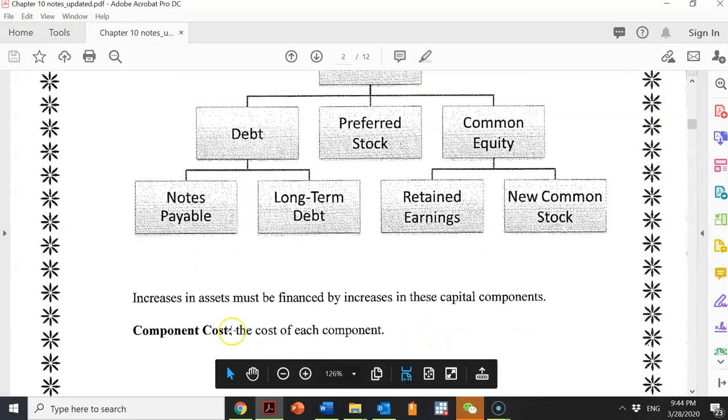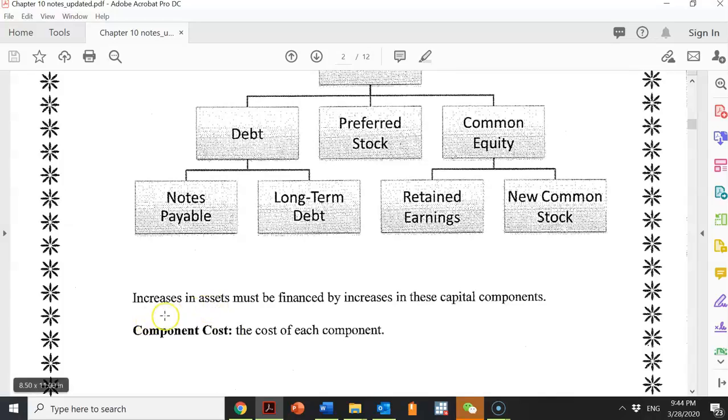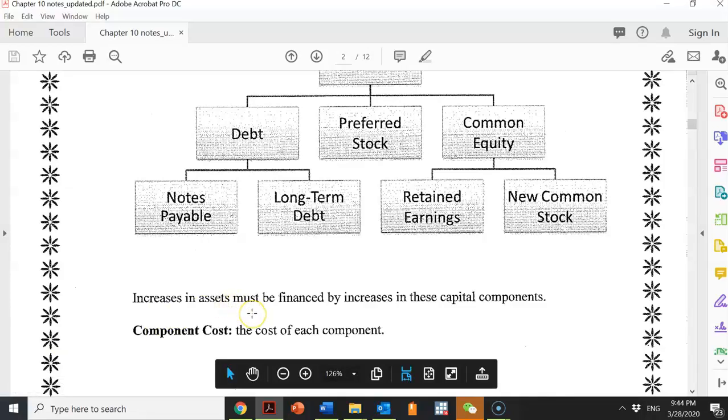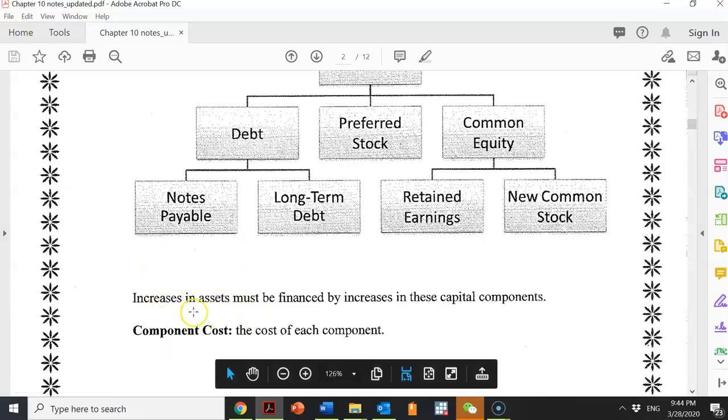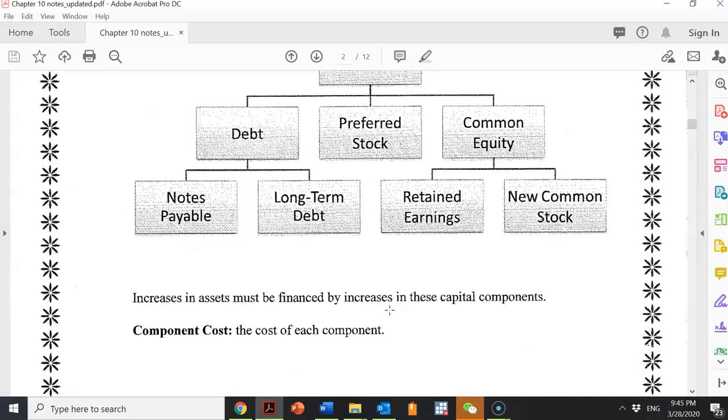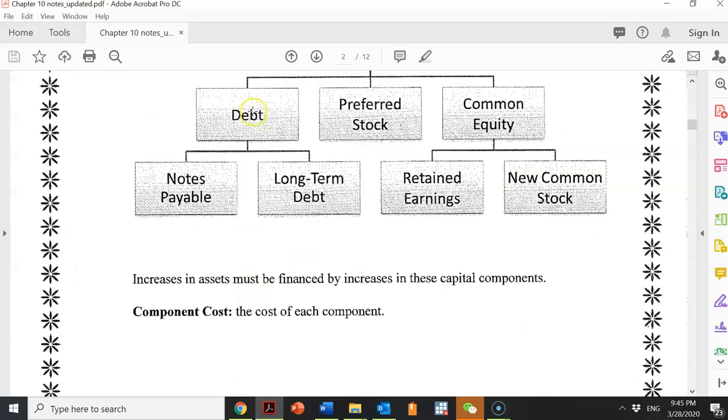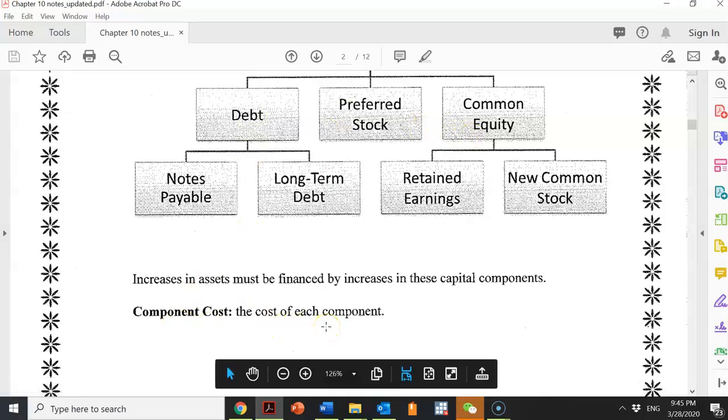You know the accounting equation: assets equal debt plus equity, or debt plus shareholder value. So on the left-hand side of the equation, any increase in the assets must be financed by something on the right-hand side of the equation. Either it's debt or stock or equity. And we say the cost for each capital component is the component cost.